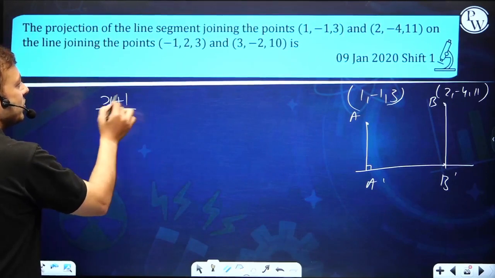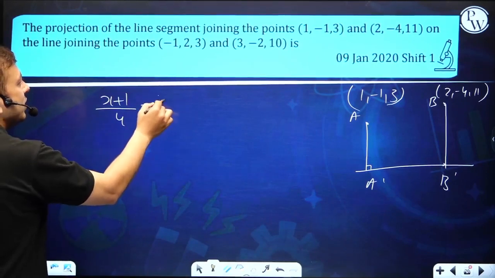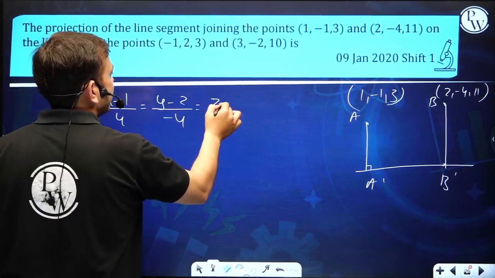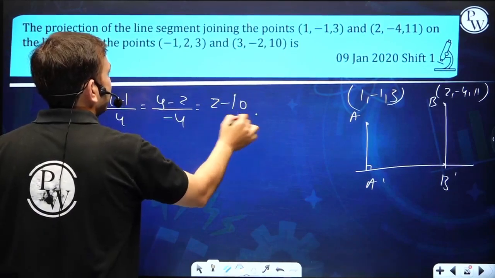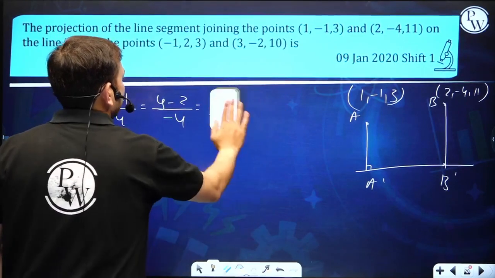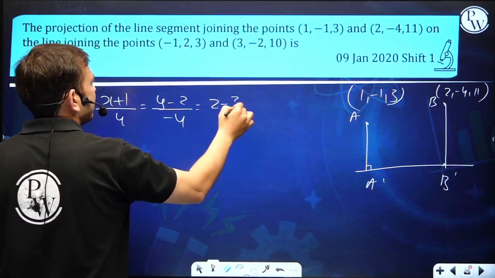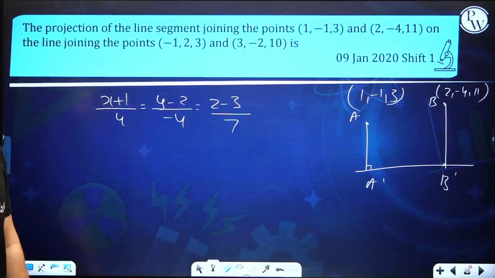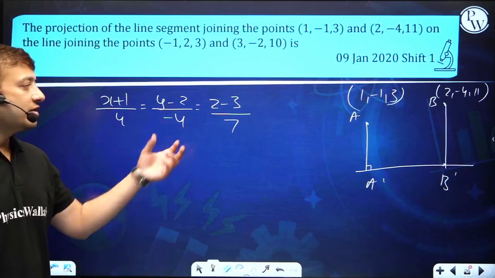So (x plus 1) by (3 plus 1), that is 4, (y minus 2) by (minus 2 minus 2), and then (z minus 3) by (10 minus 3), that is 7. Sorry, z minus 3 by 10 minus 3, 7, like this. Okay. This is the equation of the line.